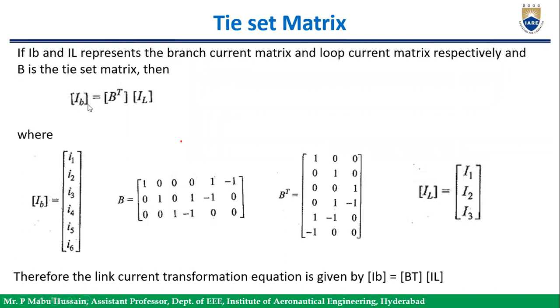See here. The final equation we are getting is IB is equal to B transpose into IL, and this IB is a column vector of branch currents. B transpose is the transpose of your Tieset matrix. Your Tieset matrix is this one, B; if you transpose this, you get this. The IL is the column vector of all your fundamental loop currents or link currents. Finally you are getting this equation. This is how you can establish the relationship between your branch currents and the loop currents by using a Tieset matrix. So with this, the Tieset matrix is completed.